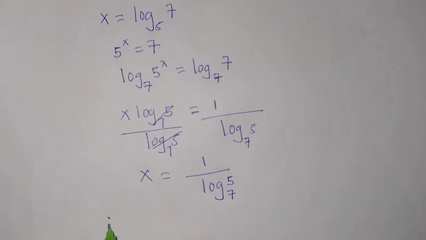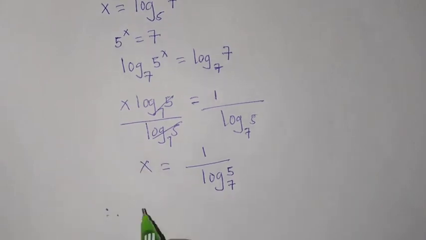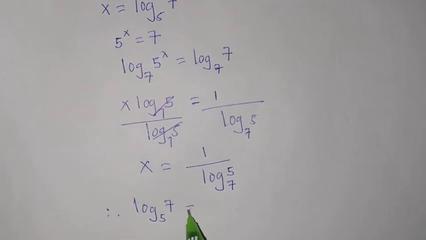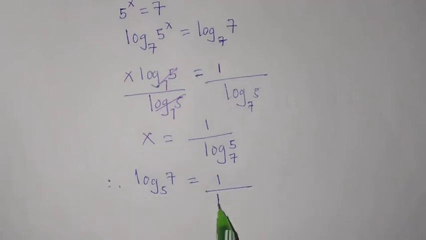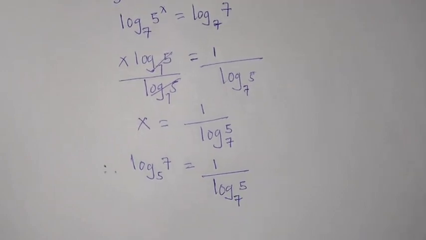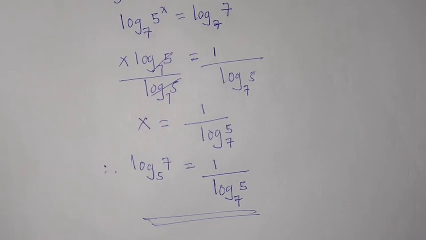So we can now say, therefore, they wanted us to change log with a base of 5, 7 to base 7. So this is our answer, 1 over log in base 7, and the 5. So this is our answer. I hope it's clear. So let us now look at another rule.